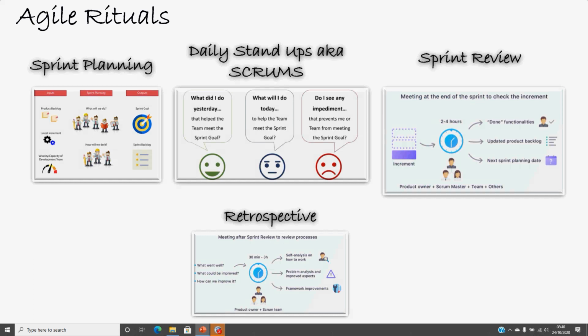So sprint planning, sprint review, and then retrospective review. These are the four key rituals that you have in Agile.